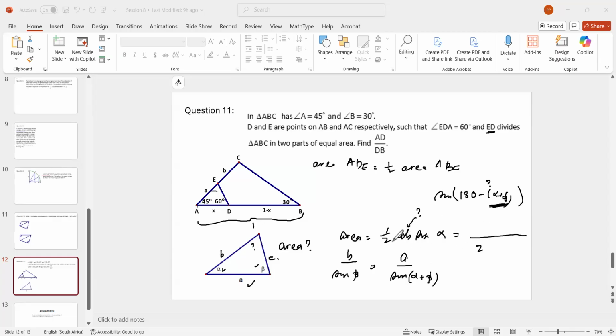you've got a 2 at the bottom for the half, you've got A, and you've got A sine alpha. Now you're going to put a B inside here. What is B? B is A sine beta over sine alpha plus beta. If you cross multiply, B is equal to A sine beta. So I'll put an A squared here because A occurs twice. A sine beta over sine of alpha plus beta.